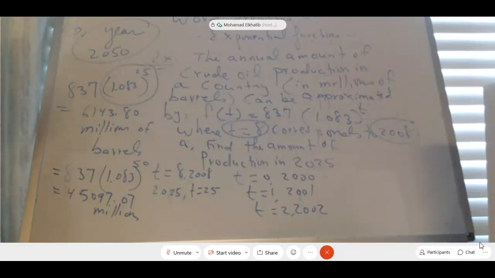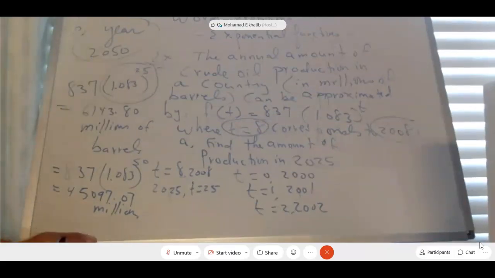Do you guys need time to copy it? Yeah, go ahead and copy it, and then in a minute when you're done, I'll show you another word problem that's similar to your homework. Okay?